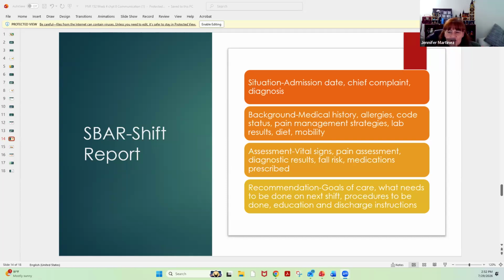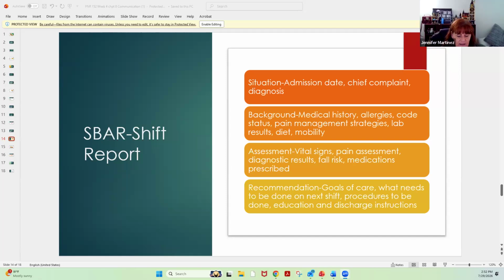I'm going to ask you guys a question because a lot of times we don't always get this. What is the difference between a chief complaint and a diagnosis? Is the chief complaint what the client is telling you, and the diagnosis is what the doctor or the nurses came up with? Very good.